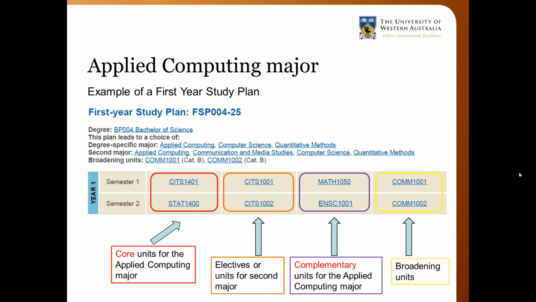So this is an example of a first year study plan. Remember that units can count towards different things. So in this example, this plan would lead to a choice of a degree-specific major in either applied computing, computer science, or quantitative methods, with a second major which could be either applied computing, communication and media studies, computer science, or quantitative methods. In this example, we've also selected 2 broadening units, COM 1001 and COM 1002.